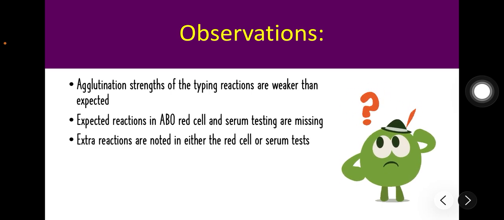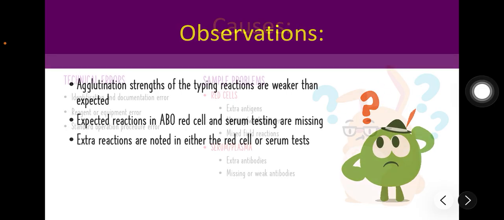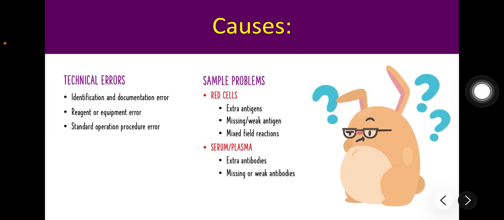We also have the A3 subgroup. This rare subgroup is genetically programmed to always show a mixed field pattern when tested with anti-A. ABO discrepancies must be resolved before a blood type can be safely assigned to a patient or donor. So rule out technical errors first, as they are the most frequent cause of these mismatches.